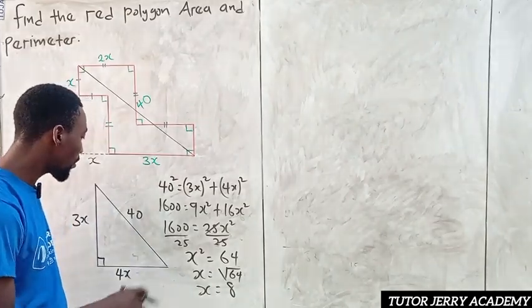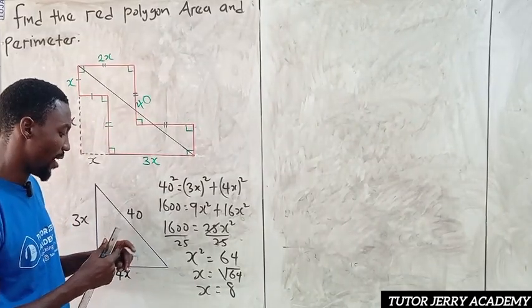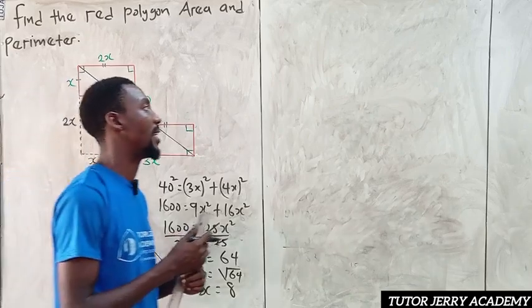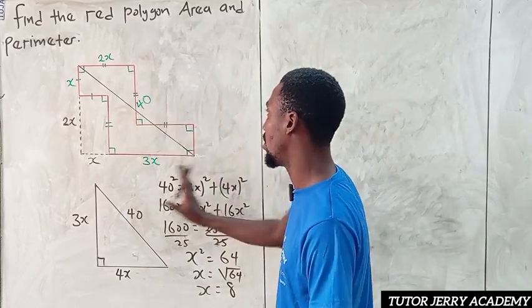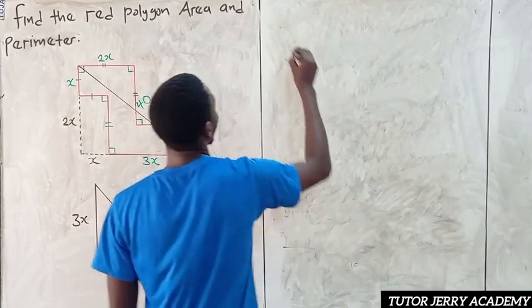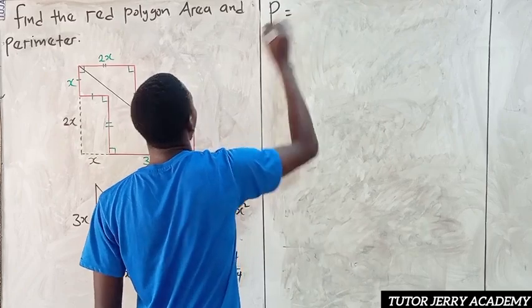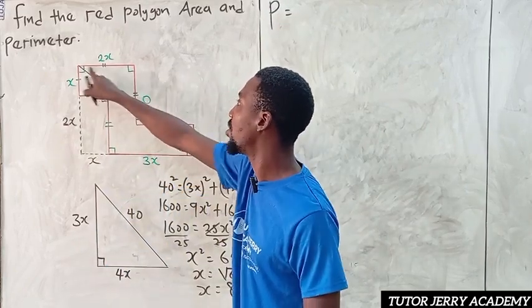So the value of our s here is 8. All right. Now that we know the value of s, we can therefore go for the perimeter. You know perimeter is just the sum of the total distance. All right, so perimeter, denoted by P, will be equal to, now let's start with this. This one is 2s.